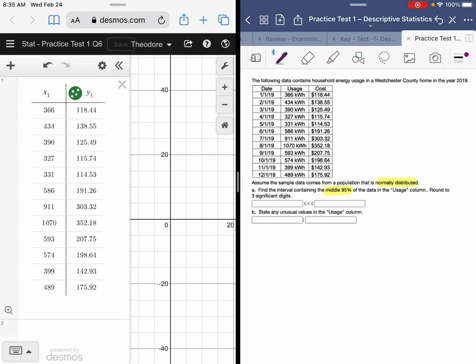Assuming that it's normally distributed, that would follow the empirical rule. So that would be related to x bar plus or minus 2s. That's x bar minus 2 times the standard deviation, x bar plus 2 times the standard deviation. So we could use Desmos for that. As long as you know our rule, we're in good shape.